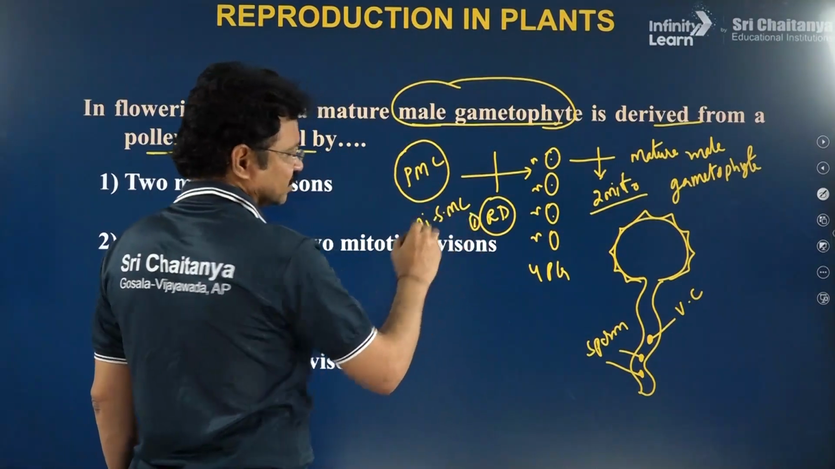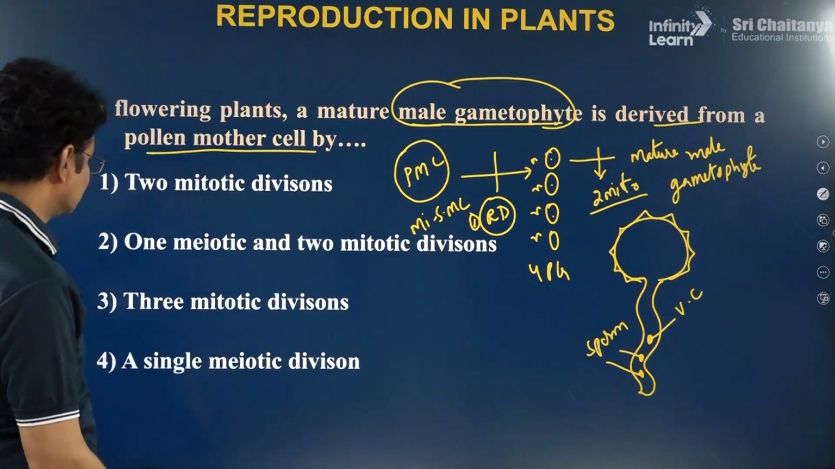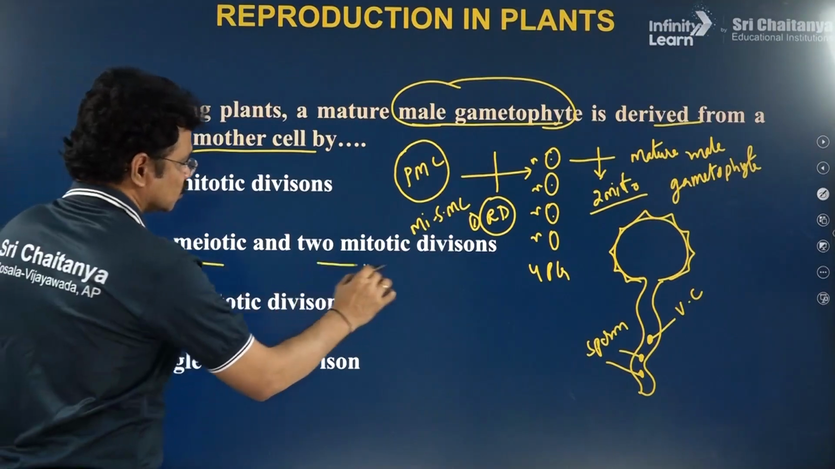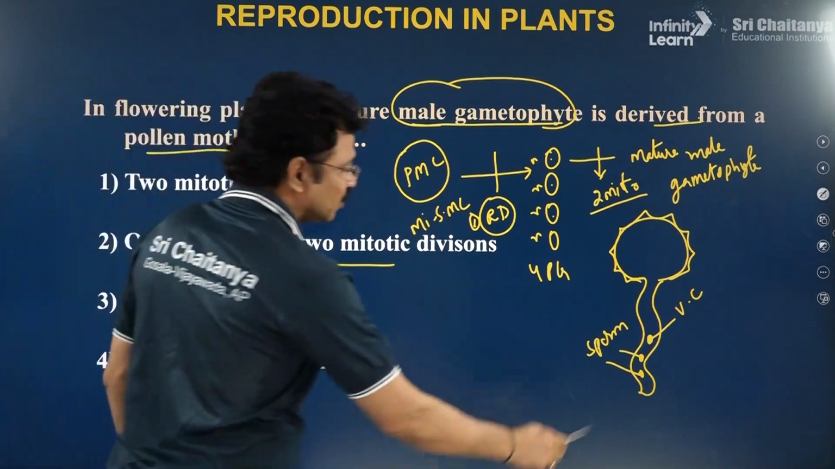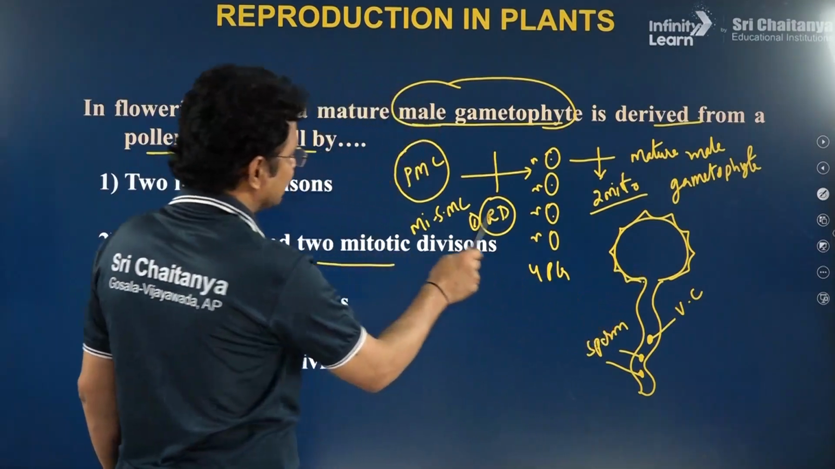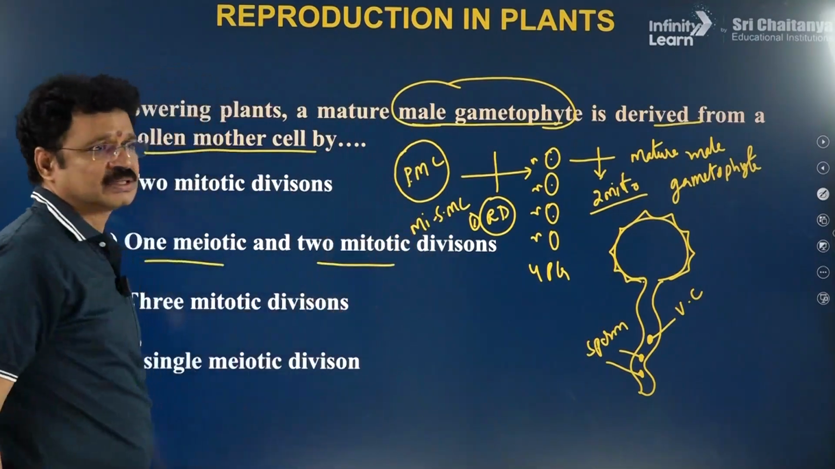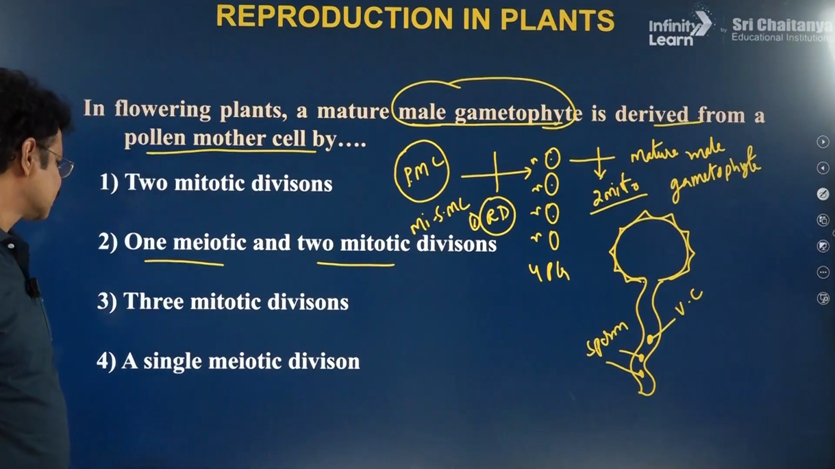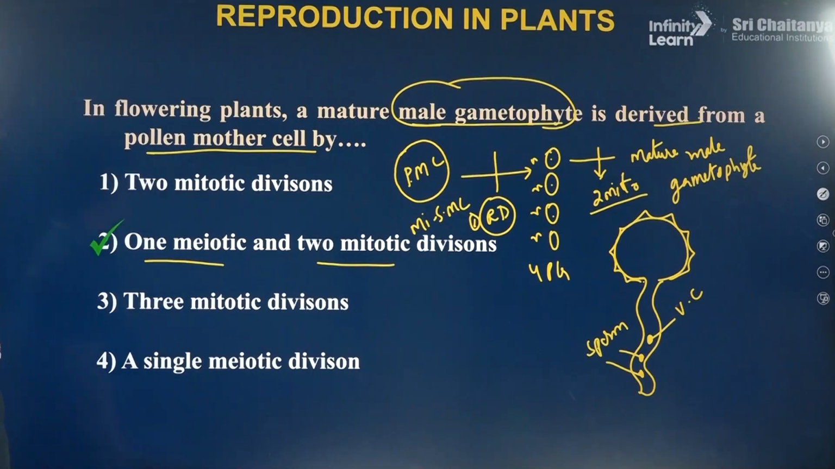Meiotic division is 1. Then what is the right answer? 1 meiosis and 2 mitosis to yield only 1 mature male gametophyte from a pollen mother cell. Then the right answer is the second option: 1 meiosis, 2 mitotic divisions.